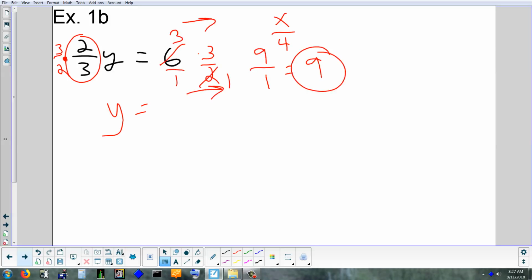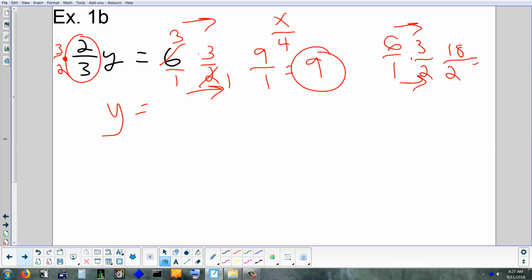Anybody know another way? So I'm just going to show you over here. So we had 6 over 1 times 3 over 2. Anybody know another way? Allie? You could do 6 times 3. Exactly. We could do what Matt did in step 2. We multiplied the top by the top, bottom by the bottom. You could do the same thing here to start. 6 times 3, 18. 1 times 2, 2.